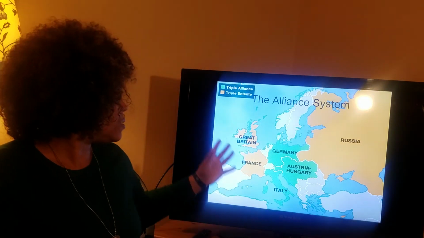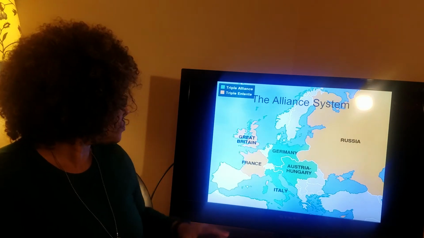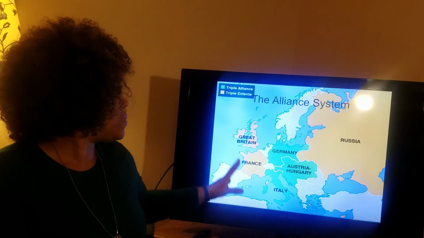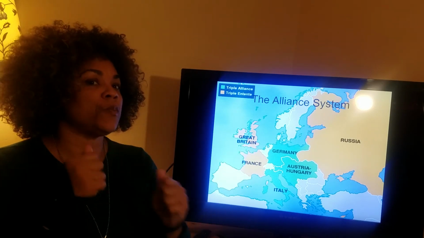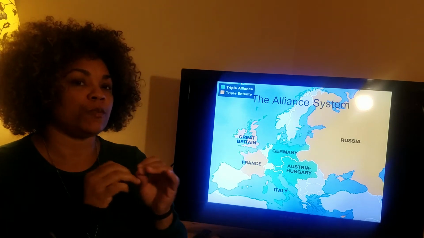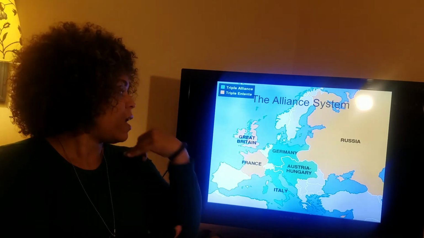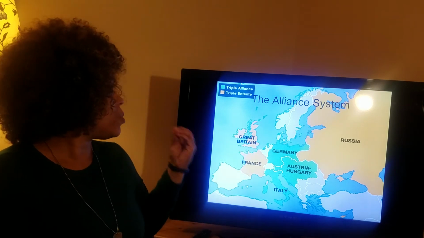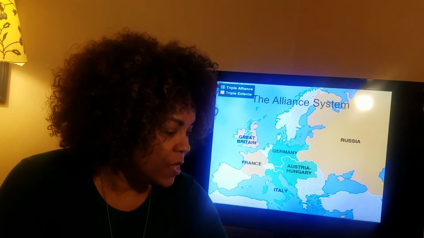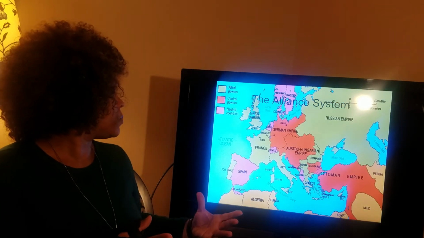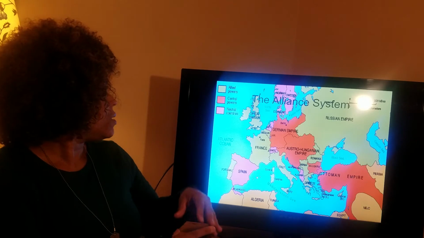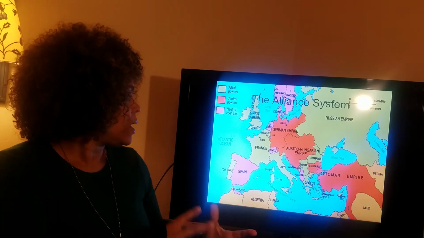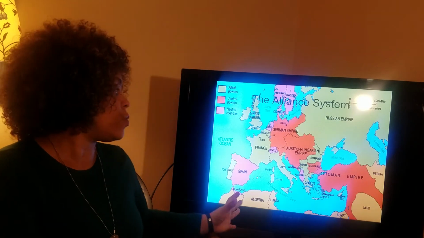The alliance systems, you had the Triple Alliance, which was Germany, Austria-Hungary, and Italy. Then you had the Triple Entente. The easiest way for me to remember the Entente is that France was part of it. Entente is a French word, and therefore that's how you remember who was with who. Great Britain, France, and Russia were part of the Triple Entente. Then you had things switch up, and you had it become the Allied powers versus the Central powers. So you had a switch up, and you had a whole bunch more people join the fight.